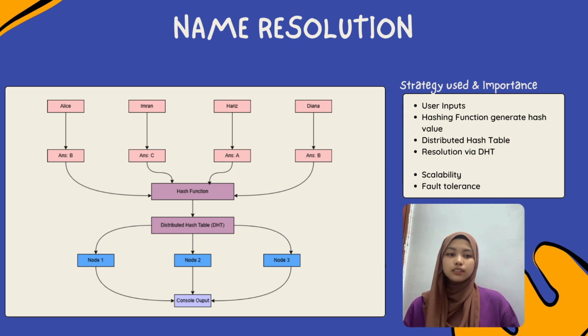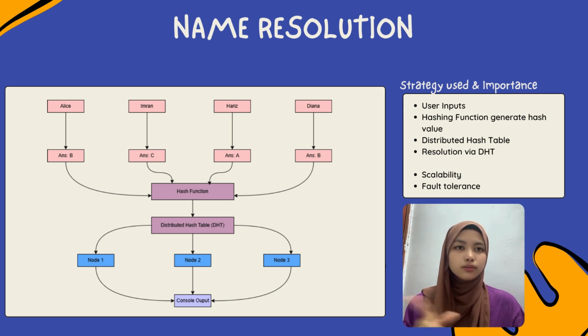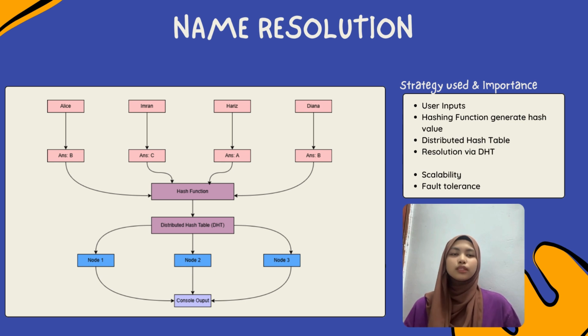Name resolution: strategy used and the importance. How it works: first, we have 4 students who provided their answers, and each answer will pass through the hashing function to generate a unique key that we call the hash value. This key is used to determine which node, either node 1, node 2 or node 3, is responsible for storing the data.